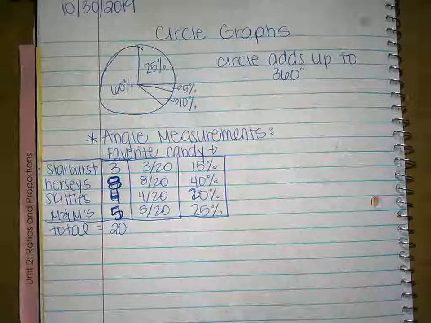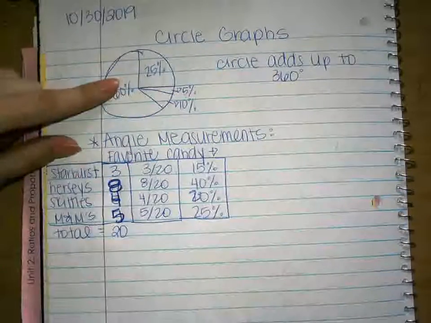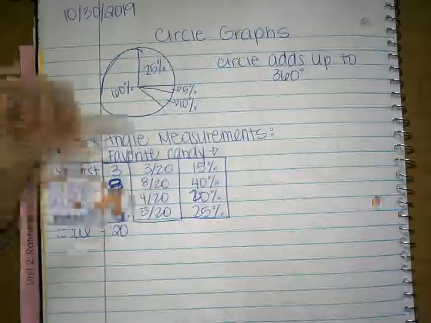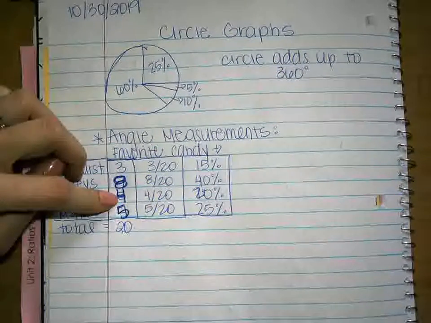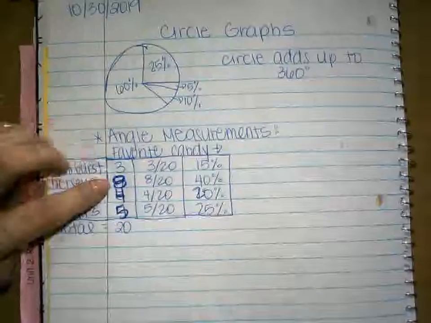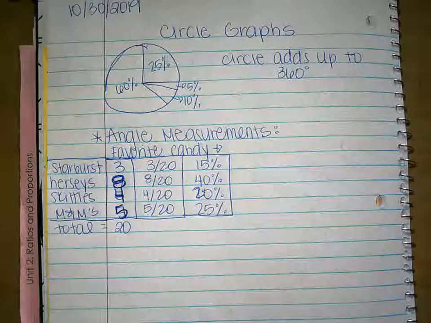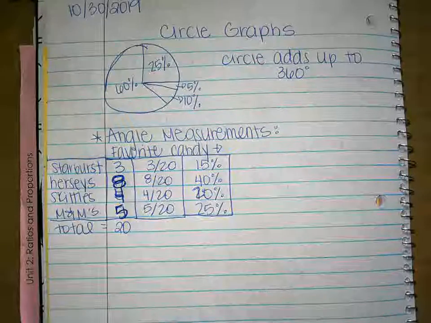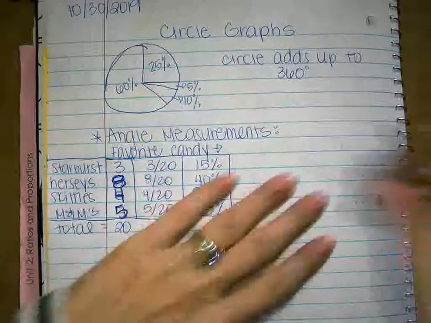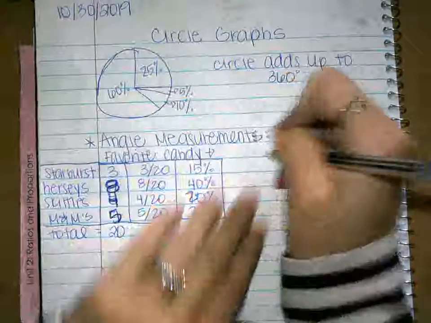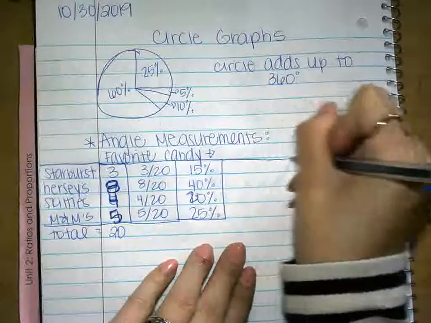Questions so far? So do you see how they come up with the percentages that they get? The percentages always have to be based off of a fraction. Does that make sense? If there's not a fraction, you can't have a percent. Got it? Now we have to find what we call the angle measurements.